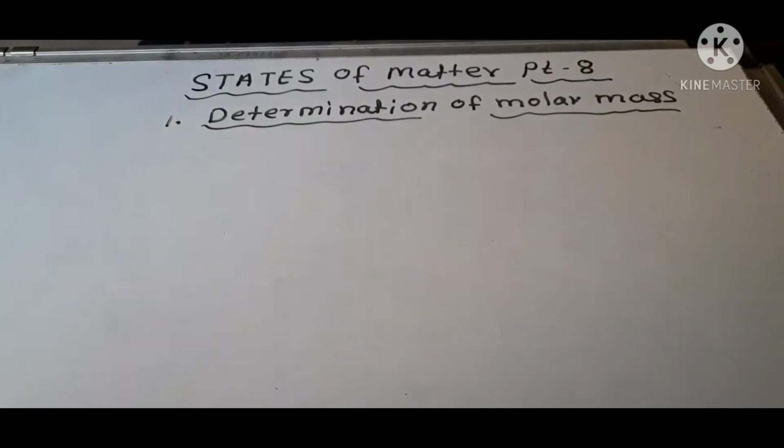Hello students, today I am going to teach you determination of molar mass by using the ideal gas equation. In the previous lecture, we had seen the ideal gas equation, that is PV equals nRT. Then the combined gas equation is P1V1 upon T1 equals P2V2 upon T2, and some R values in different units. So, determination of molar mass from the ideal gas equation.